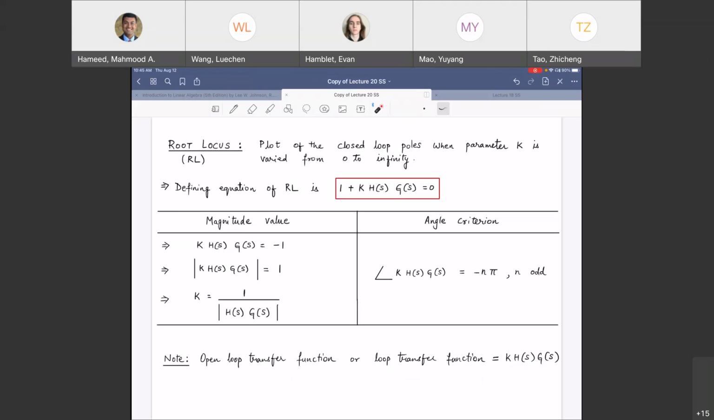Questions about magnitude criteria and the angle criteria? One is going to be used to sketch the root locus. The other is going to be used, with the magnitude value, to find the K corresponding to any point in the root locus.